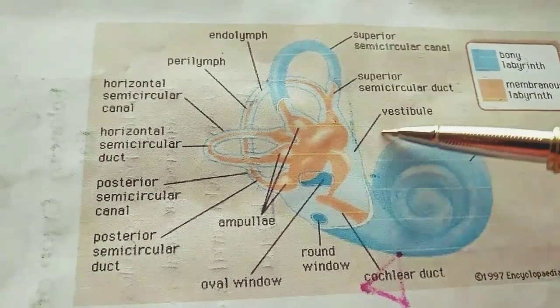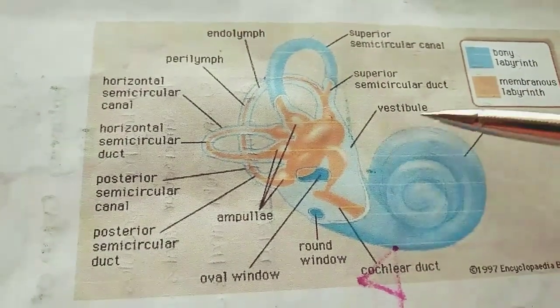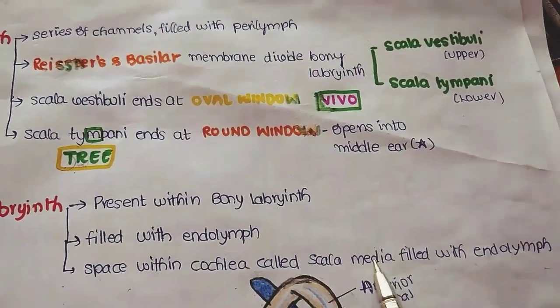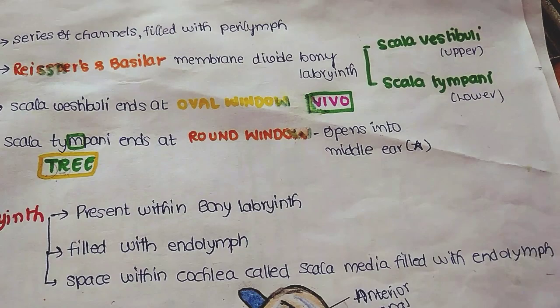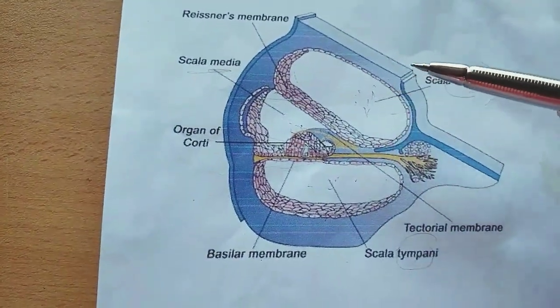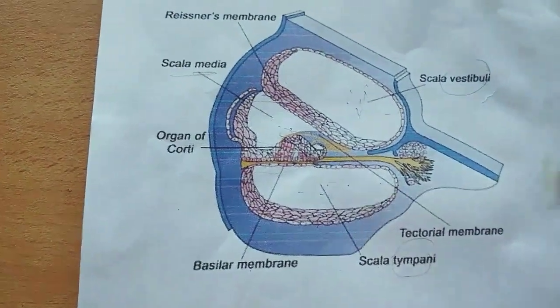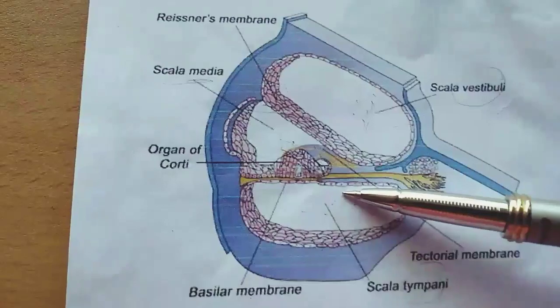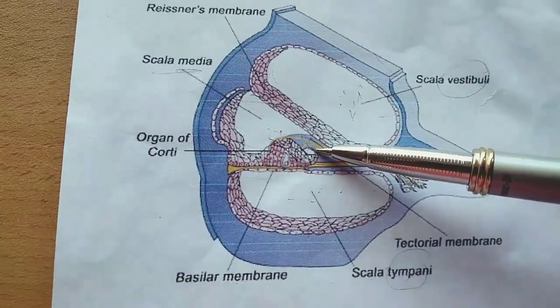And the coiled part of labyrinth is known as the cochlea. This is the cochlea, coiled part of the labyrinth. Space within cochlea called scala media is filled with endolymph. This is cochlea. In this, the two parts, scala vestibuli and scala tympani, are the parts of bony labyrinth. So they are filled with perilymph, and within the bony labyrinth, we will be having the membranous labyrinth.